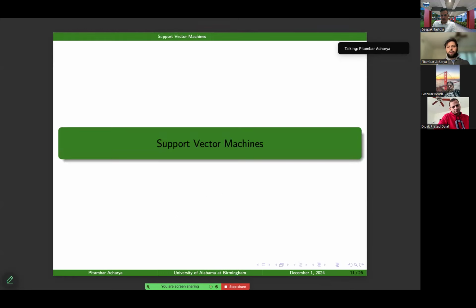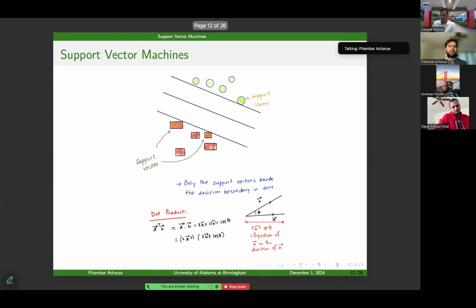So let's go to the support vector machine. The hyperplane plays a great role in the support vector machine. Let me go through the mathematical foundation for the support vector machine. Suppose I have a classification problem. One type of data is represented by circles and the other by rectangles, and they are separated by these three parallel lines.